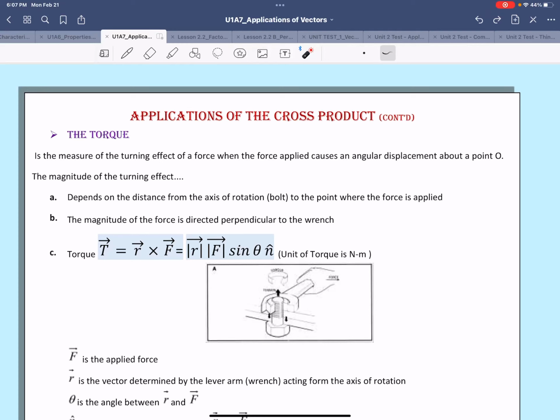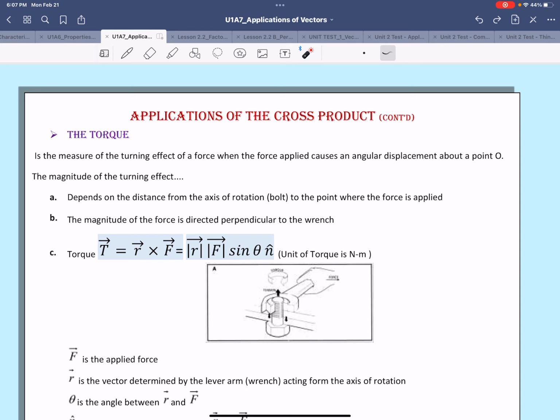Hello and welcome. We're going to take a look at another application of vectors. So this will be one application of cross product, more specifically the torque. Remember, torque is the measure of the turning effect of a force when the force applied causes an angular displacement about a certain point. So you can think of the torque as the measure of turning effects of a door.